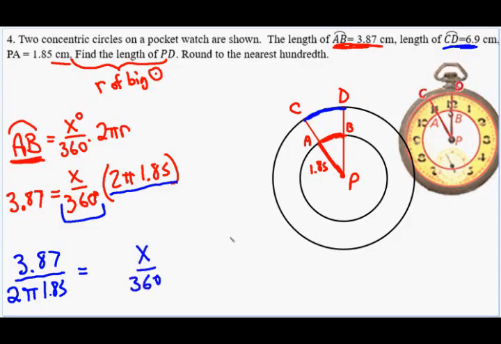And to get x alone, I'm going to multiply both sides by 360. So this numerator, what we could do is 3.87 times 360. That's your numerator. And then we're going to divide that by 2 and pi and 1.85. And that's going to be our angle x. That's actually going to give us our central angle in here, x degrees.